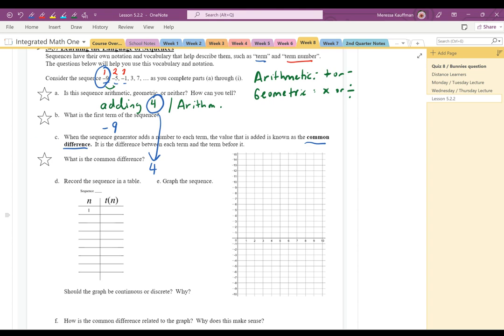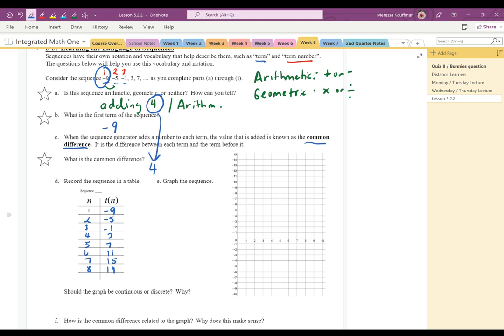Now it's asking us to graph this. So record the sequence in this table and then graph. So our n values, again, are our term numbers. So I'm just going to write 1, 2, 3, 4, 5, 6, 7, and 8. The t of n is our term itself. So for this one, it's going to be -9 is our first term, -5, -1, 3, 7. What's the next one? 11, 15, and then 19.